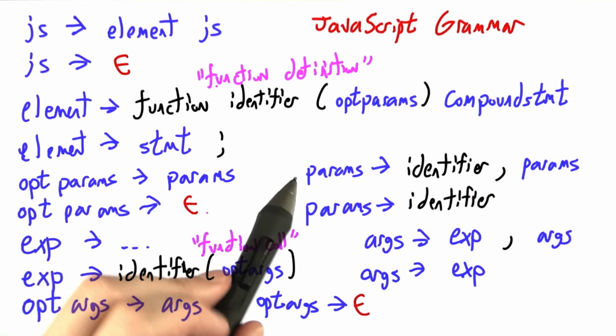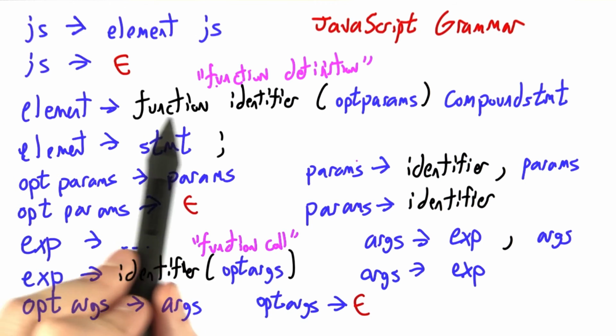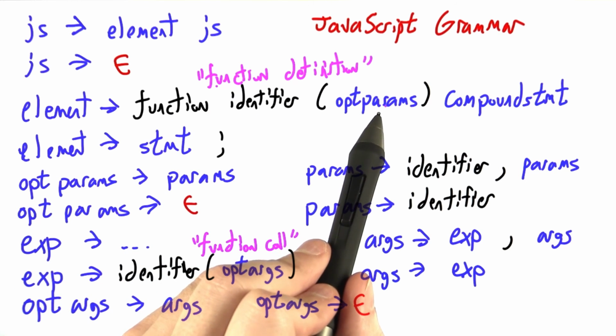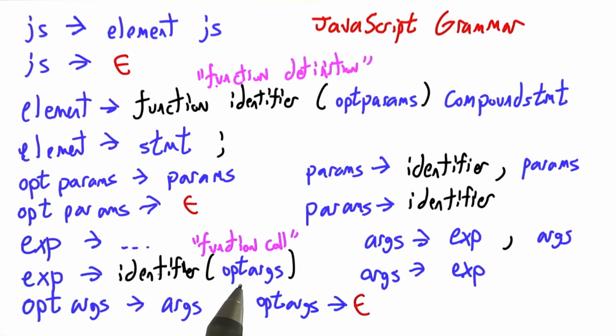For example, you may have noticed that nothing in this grammar prevents you from declaring sine as a function that takes one parameter, and then later on calling it with 2 parameters. Uh-oh. More on that later.